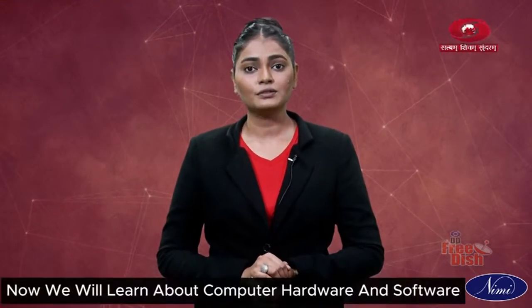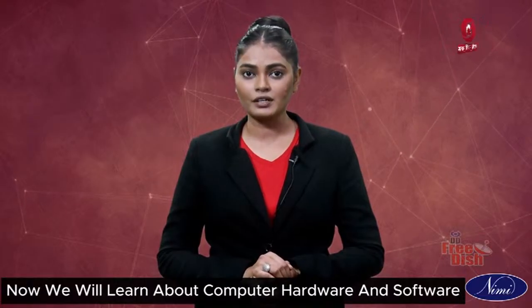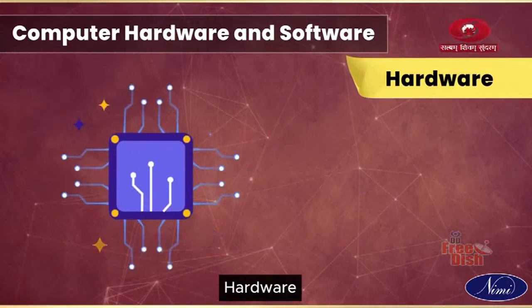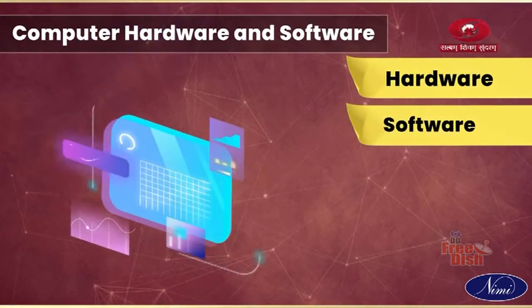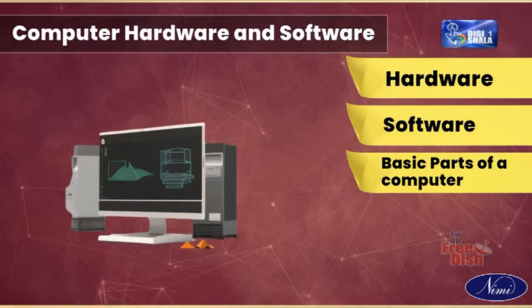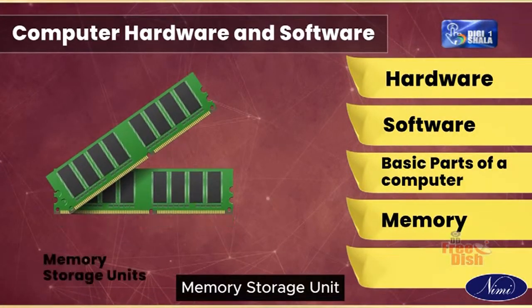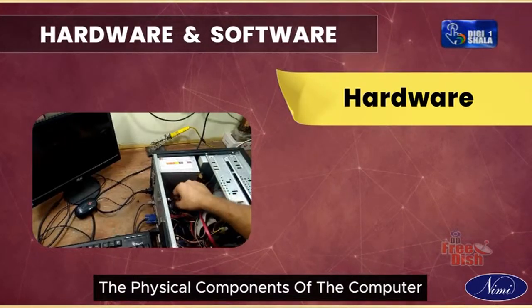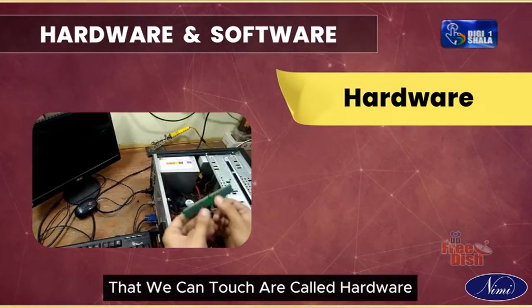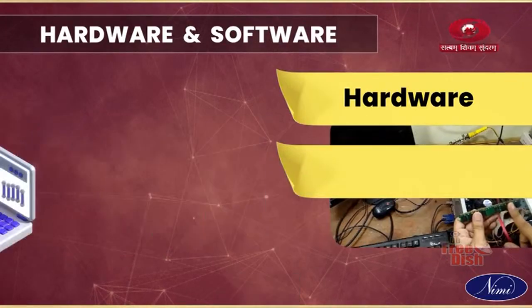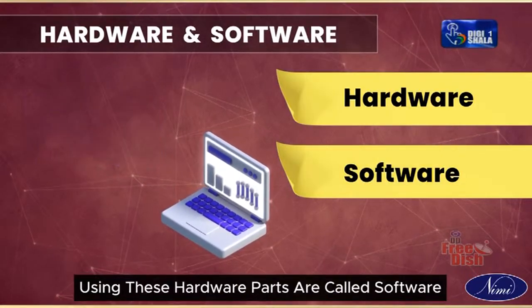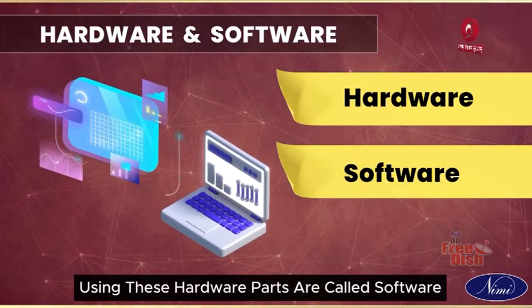Friends, now we will learn about computer hardware and software. This section includes hardware, software. Basic parts of computer: memory, memory storage unit. Hardware. The physical components of the computer that we can touch are called hardware. Software. The set of instructions or programs that make the computer function using these hardware parts are called software.